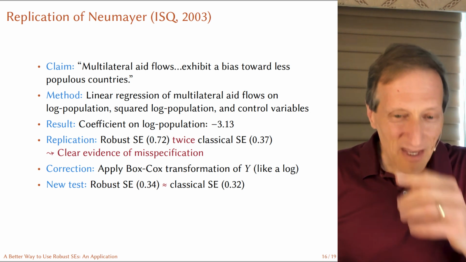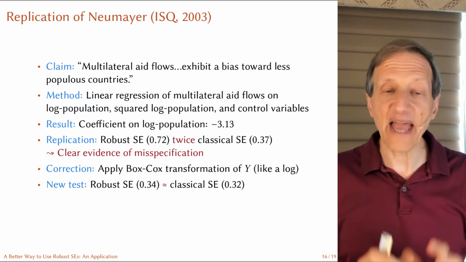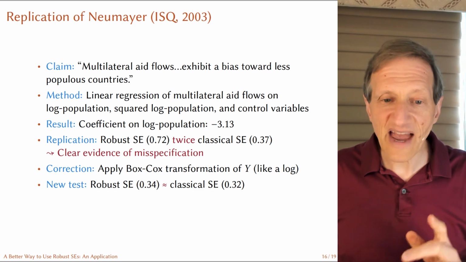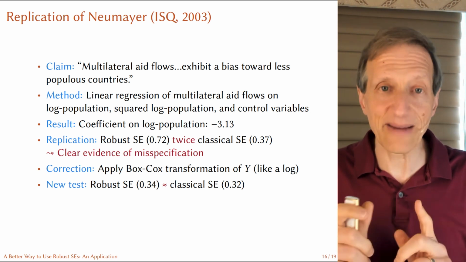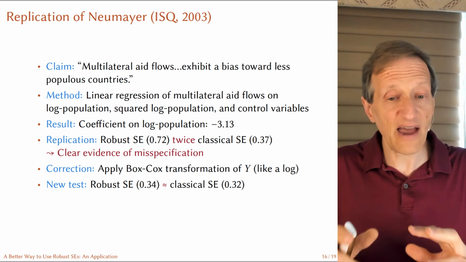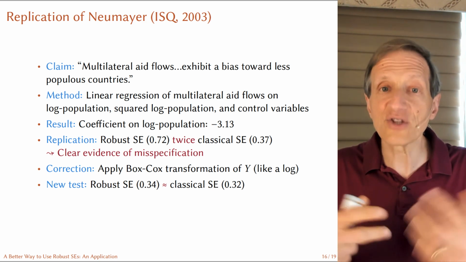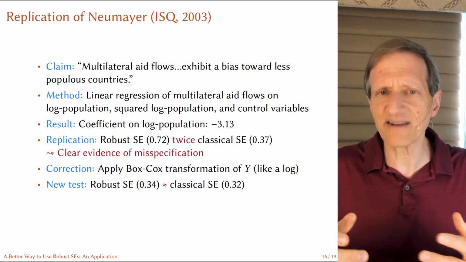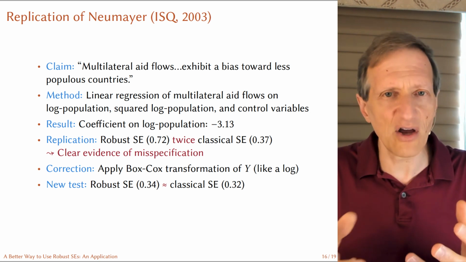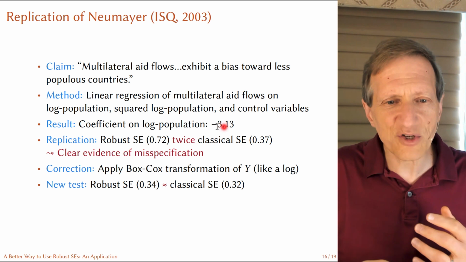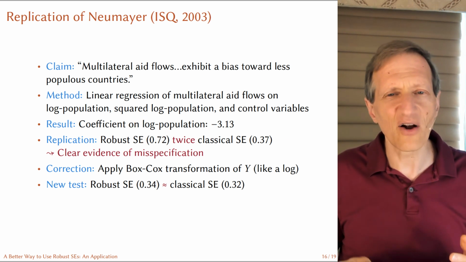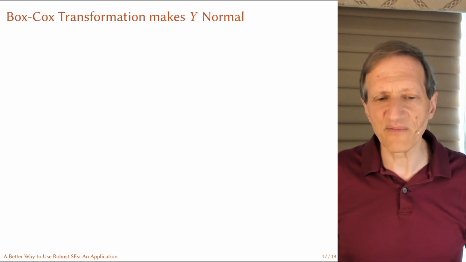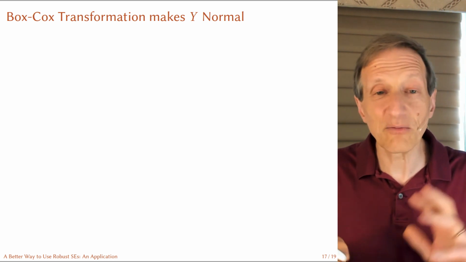So we took the Box-Cox transformation of the outcome variable, just think of it as a log for now, reran the whole model, and now the robust standard error is approximately the same size as the classical standard error. So now we have an indication that there is no longer model misspecification. Of course, there may be some other model misspecification. You can't test all of it, but at least this one seems to have gone away. So that means the original specification's non-normality was probably the problem. So now we have no evidence of misspecification. The Box-Cox transformation makes y look normal.